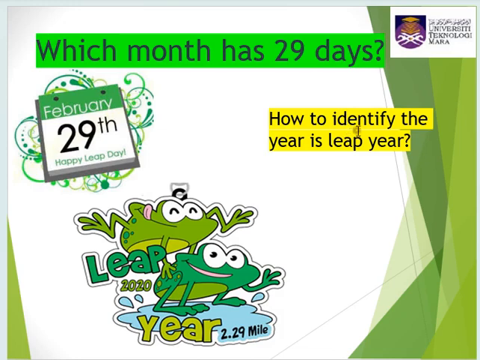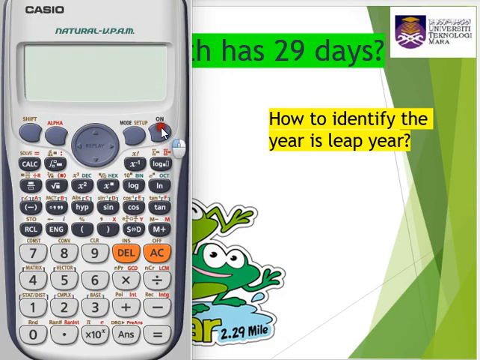So how do you identify whether the year is a leap year or not? Very simple. Just use your calculator. For example, 2018. Is it a leap year or not? Very simple, you just divide by 4. Obviously you have 0.5 here. That means if you're unable to get a whole number, that is a normal year. You are correct.